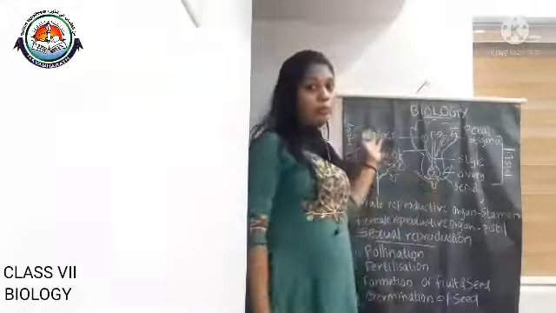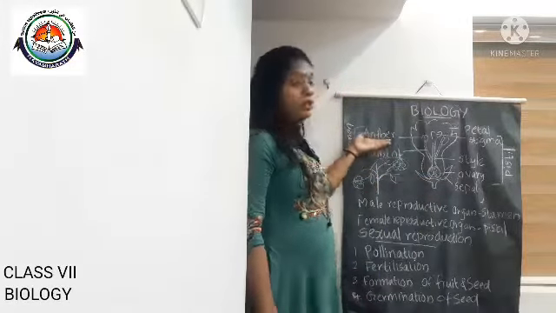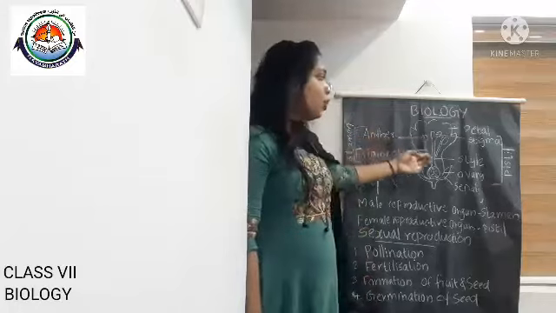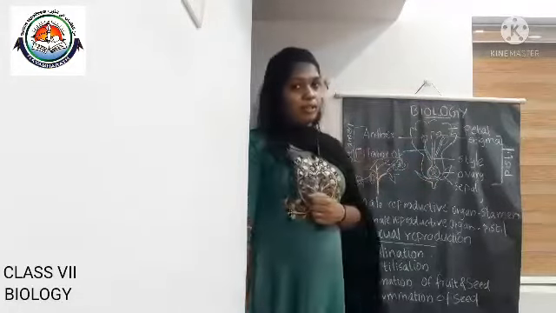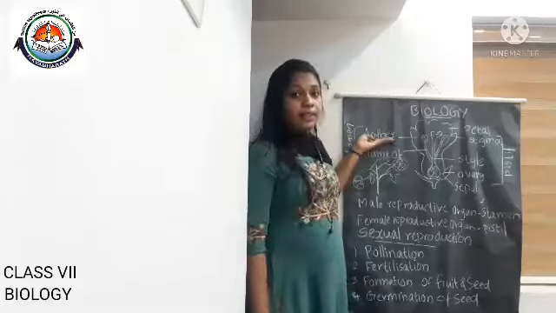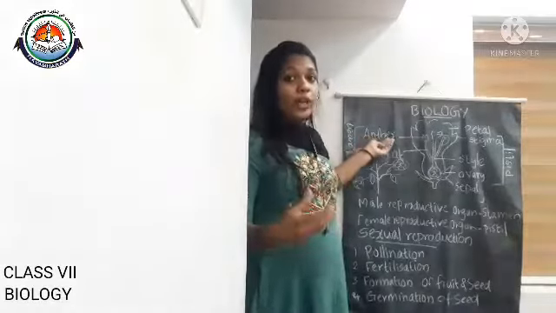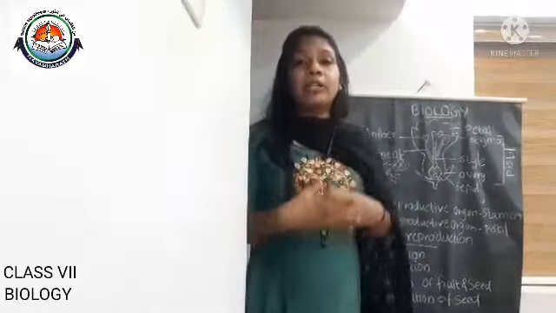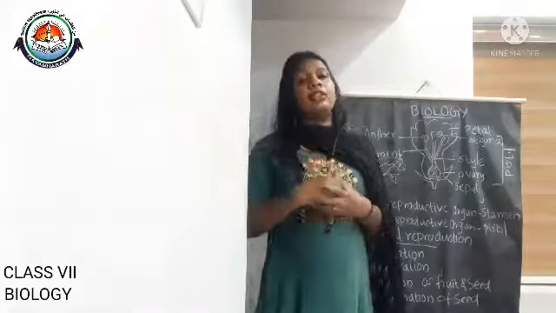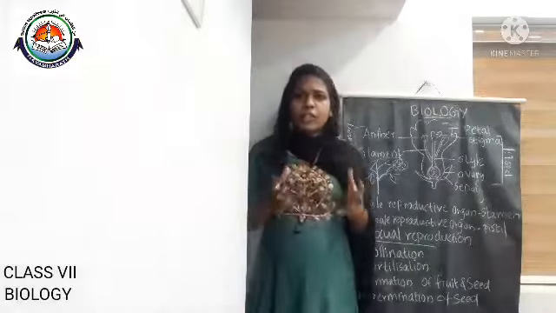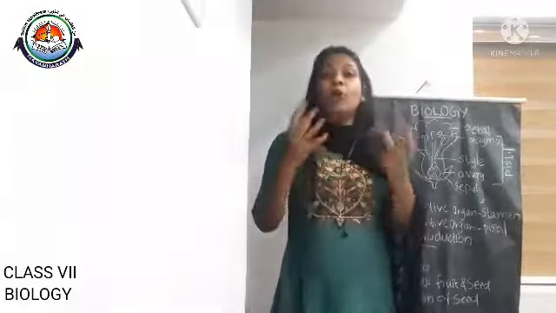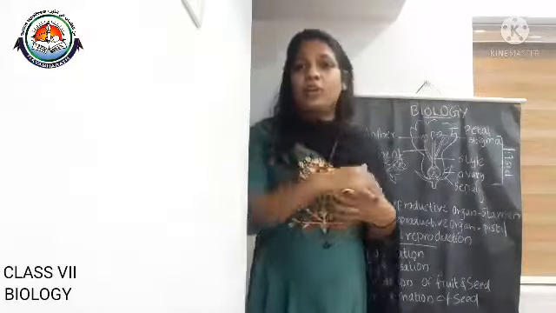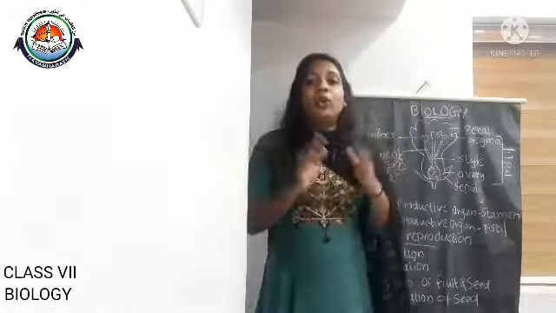And coming to the male reproductive part again. We know that the top swollen portion is the anther and the stalk portion is the filament. Inside the anther you can see the pollen grains. Have you seen pollen grains? Yes, you may have seen the yellow colored powder in some flowers. That is called pollen grain.